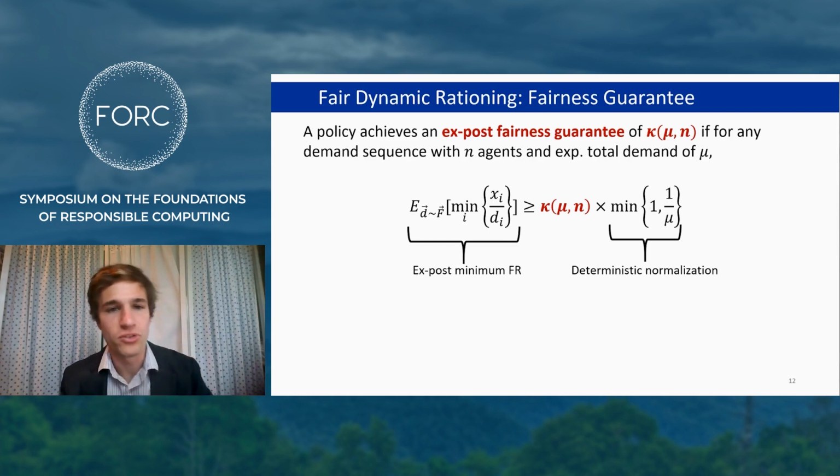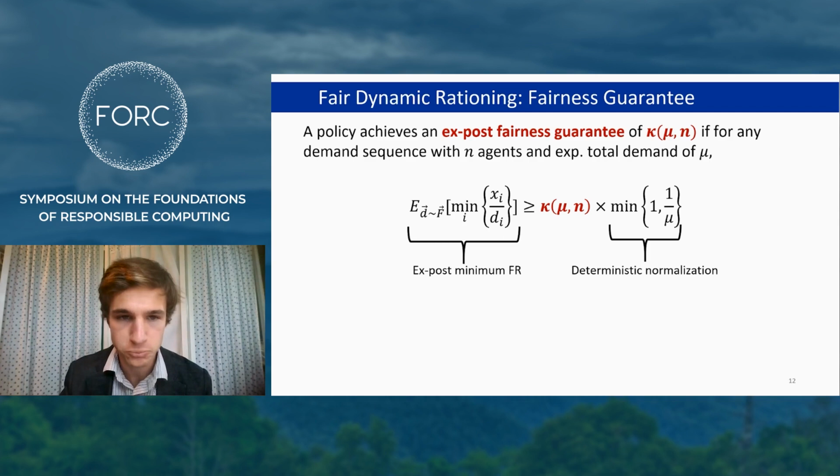Now the same idea is going to hold for our definition of ex ante fairness guarantees. And note that this kappa function is parameterized by both the expected total demand, or this supply scarcity level, as well as the number of agents. So the question is, what fraction of this deterministic normalization can we hope to achieve?